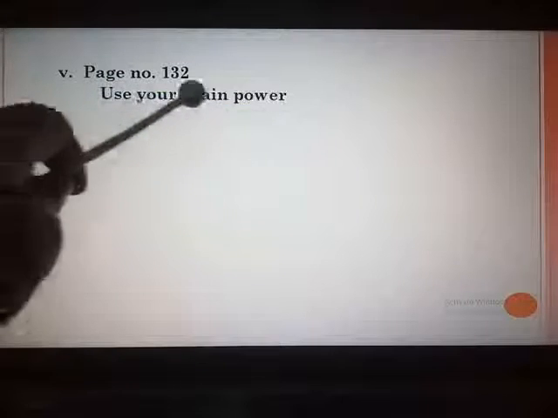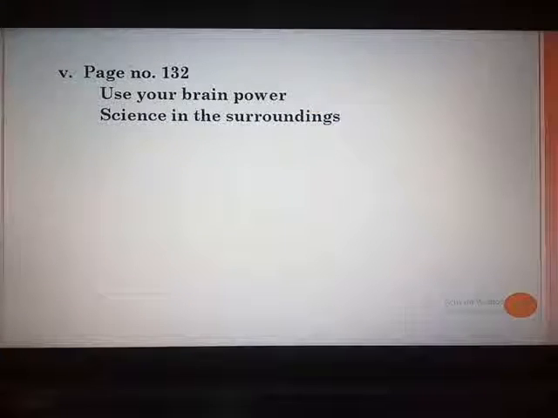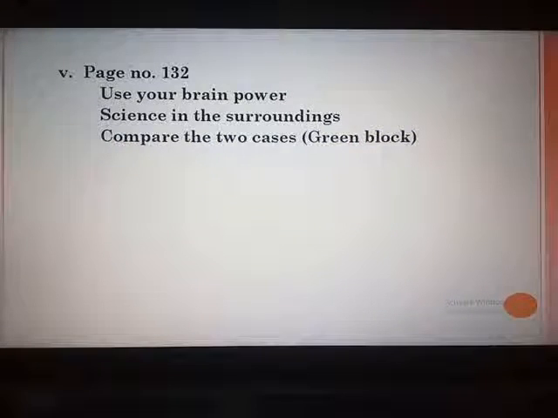Turn your page. Page number 132. Be a little bit careful. Right on the top you have use your brain power. Remove that activity. In the center you have science in the surroundings. Remove that block. And towards the end of the page you have compare the two cases. Remove that block too.